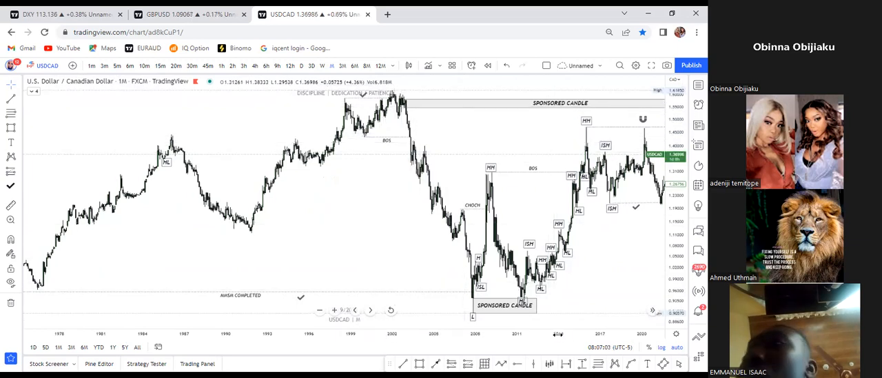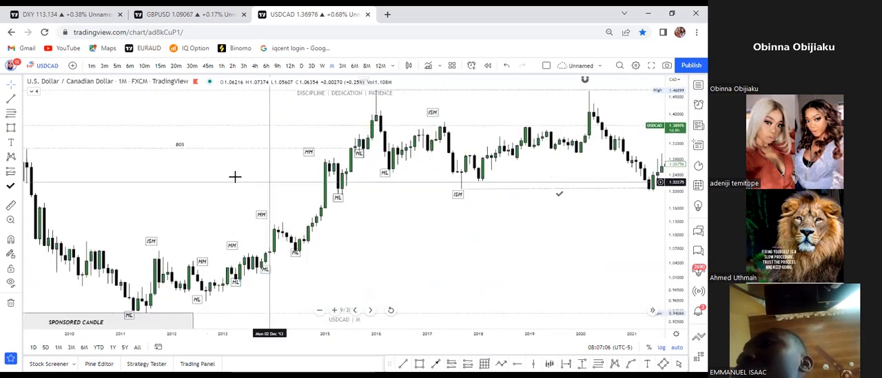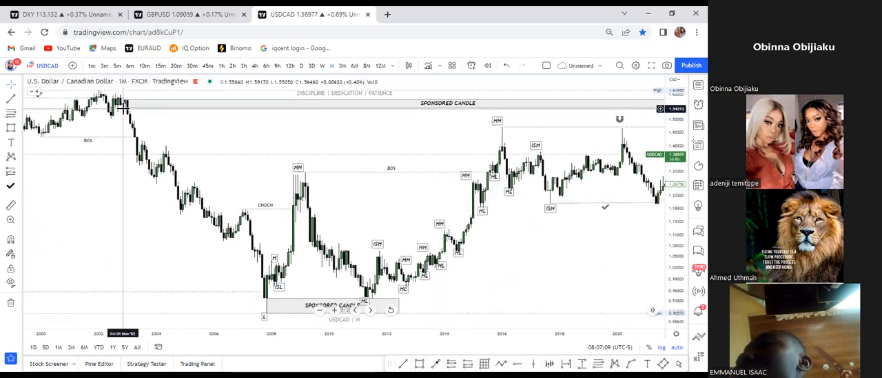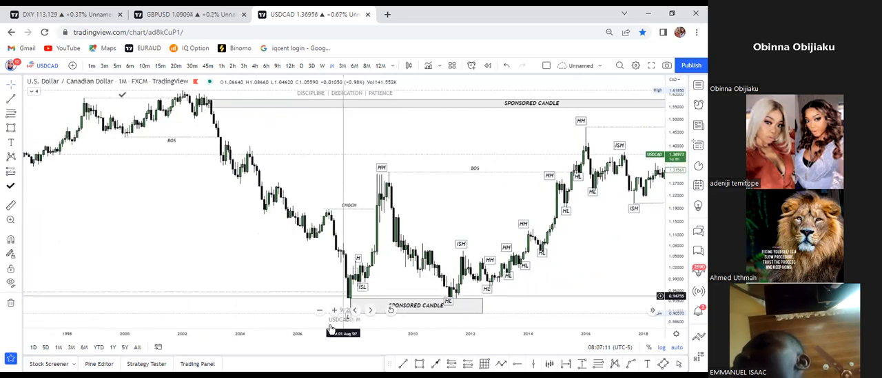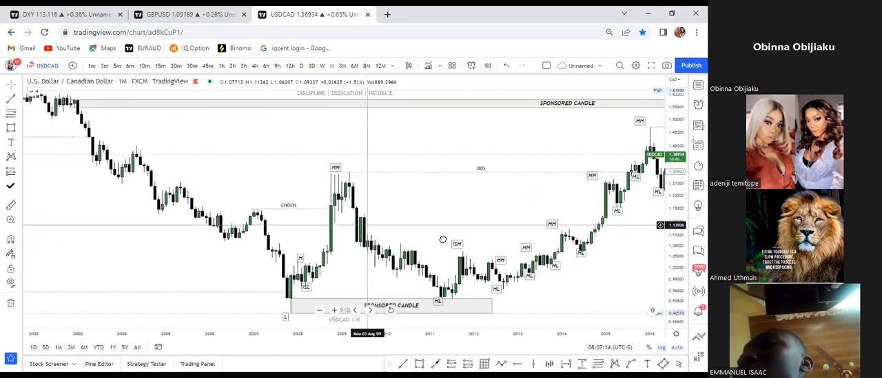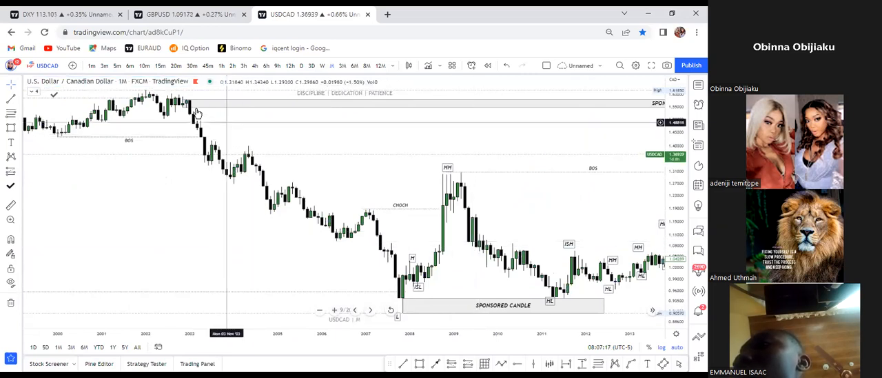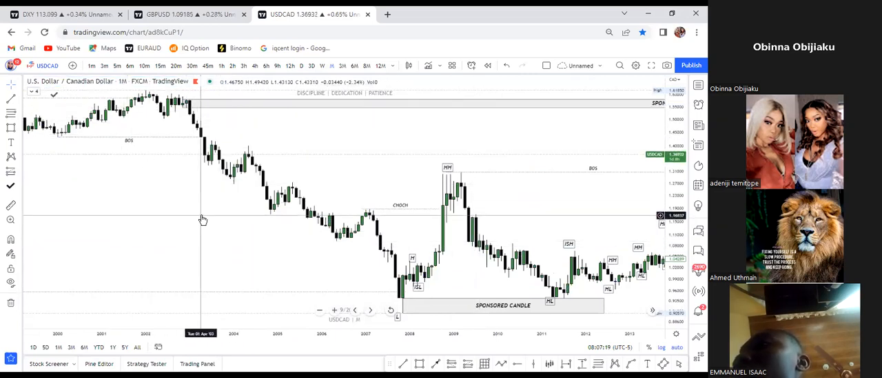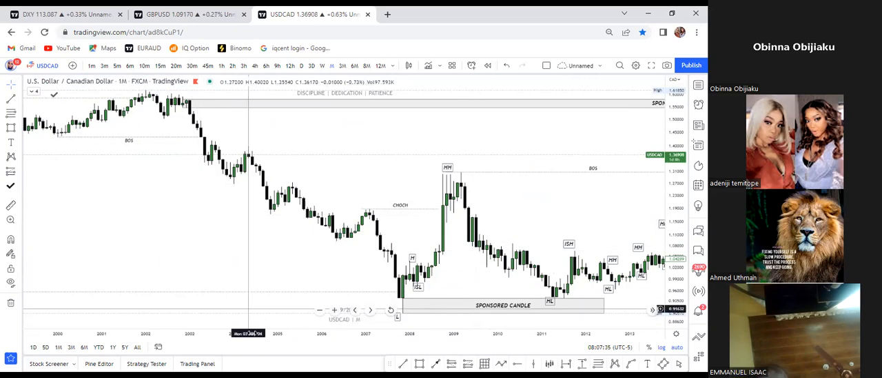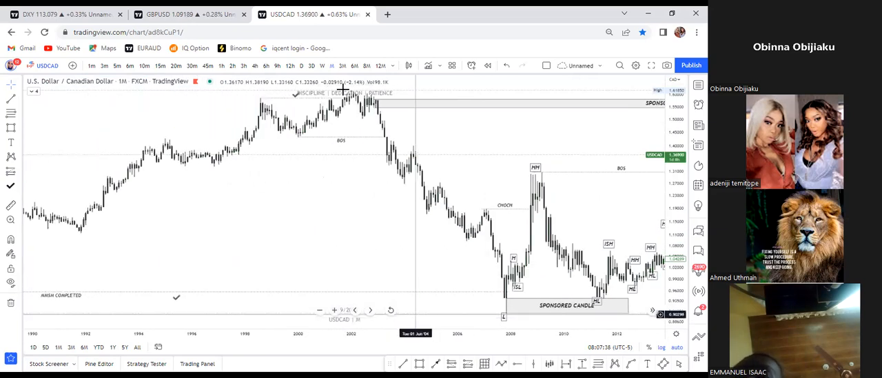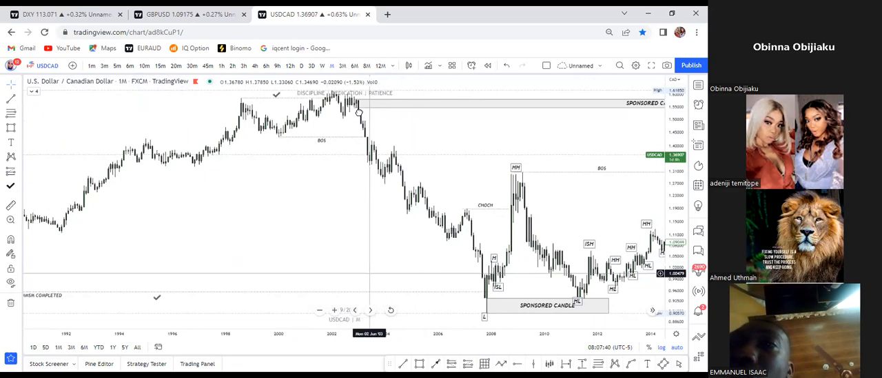Where is the candle on the monthly scale? It is this monthly sponsored candle. It facilitated the break of this structure. And before they did that, we see them run through the buy stops.